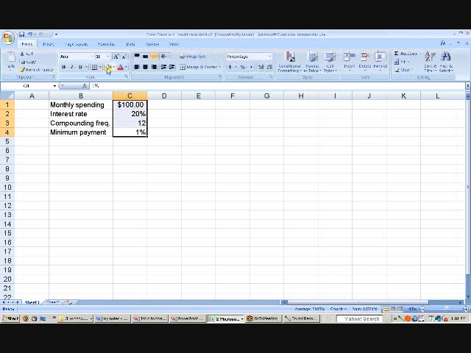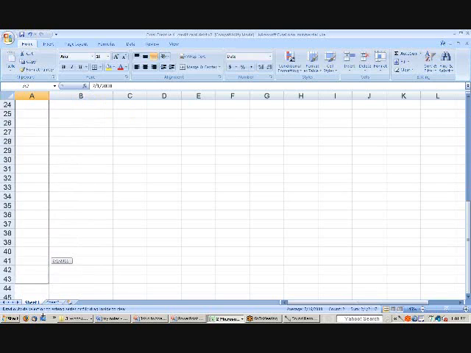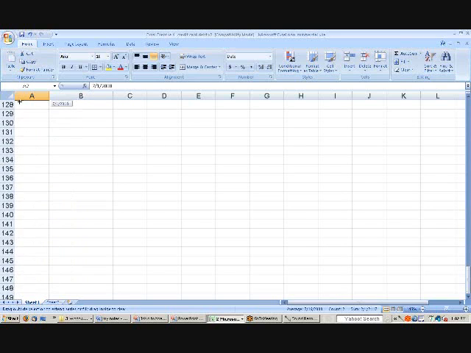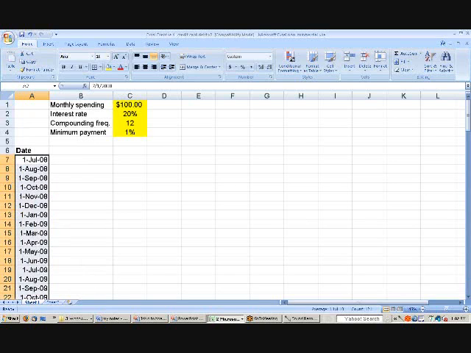So again, we'll color code these in yellow. And we'll list the dates. Starting with July 1st. We're looking at this on a monthly basis. And we're looking 10 years into the future. So July 1st, I went too far. July 1st, 2018 is the end date.